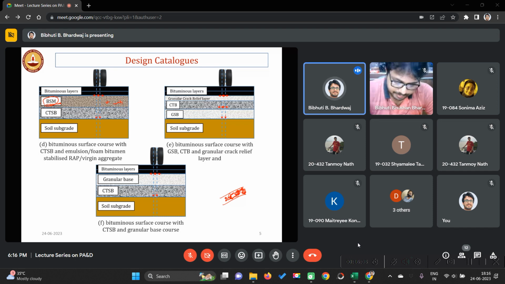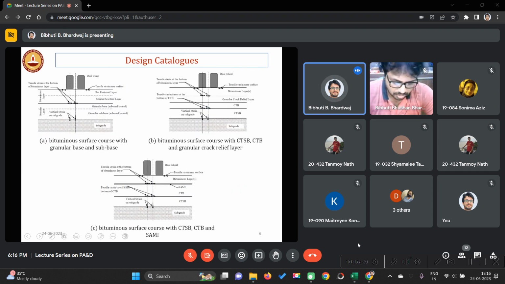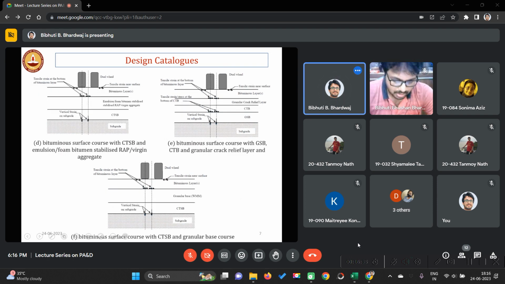Okay. Then instead of stabilizing both the layers with cement, you can stabilize only the base with cement, and this layer can be GSB as it is, or the other way around, CTSB, and this can be granular. So there can be different combinations that have been suggested in IRC. If you look at IRC, you will see all these 6 different design catalogs.